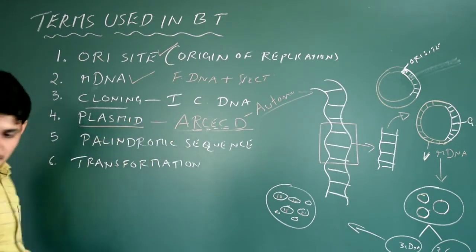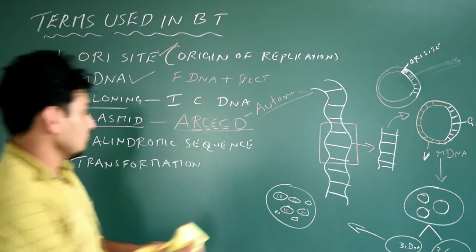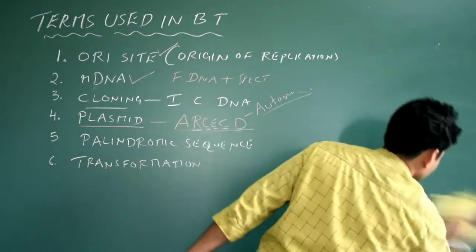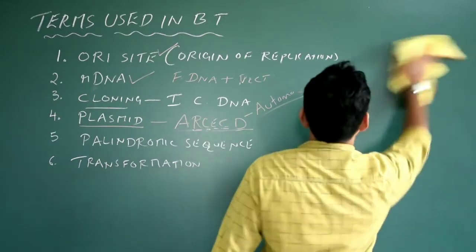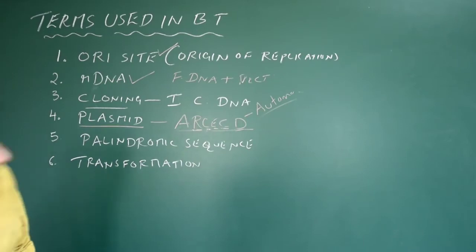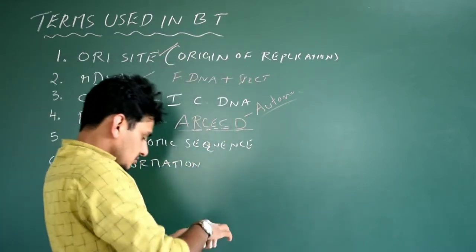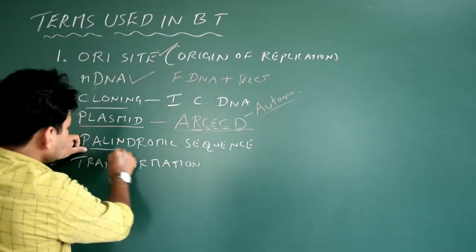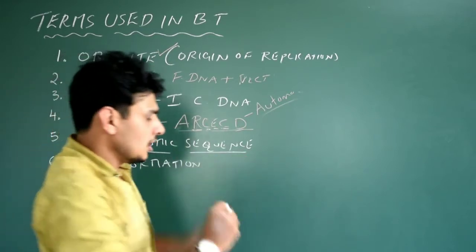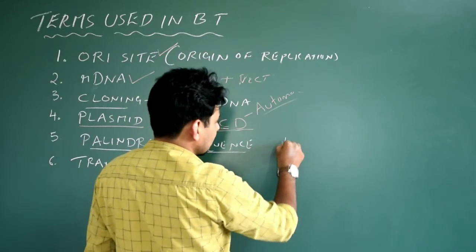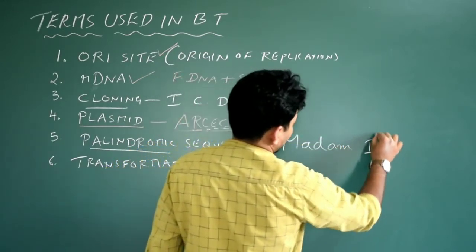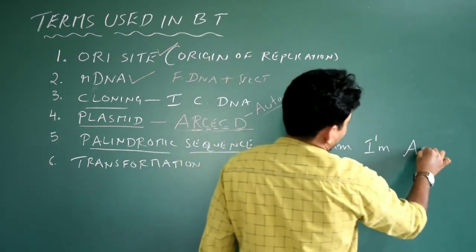Now I will have to erase this. Just a minute. You have to listen to me carefully now, because this is very important. Palindromic sequence or palindromes. I'll just write one sentence. Madam, I am Adam.